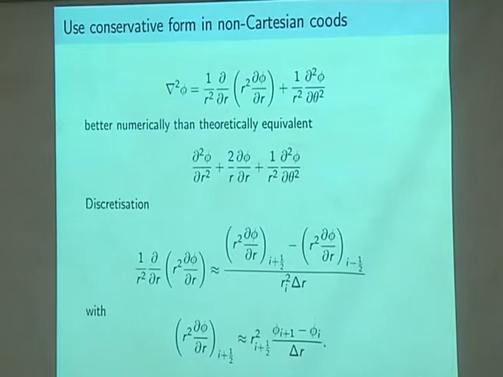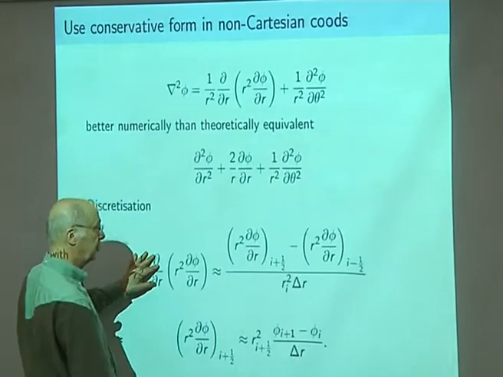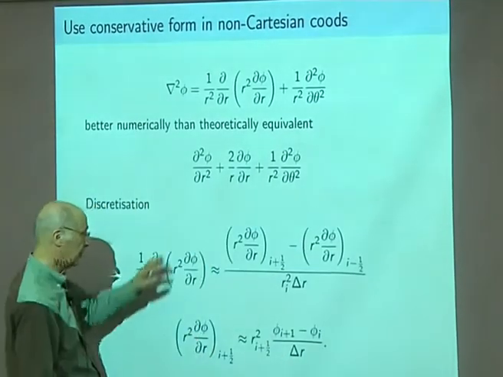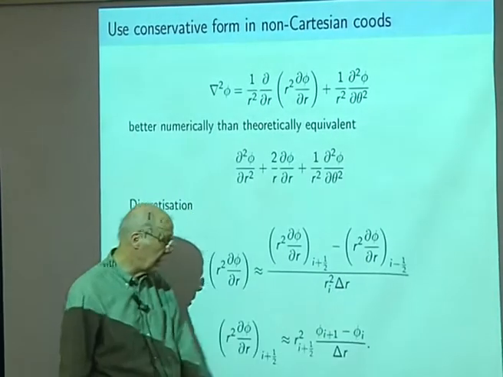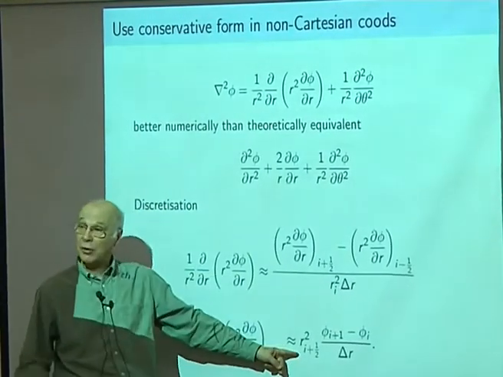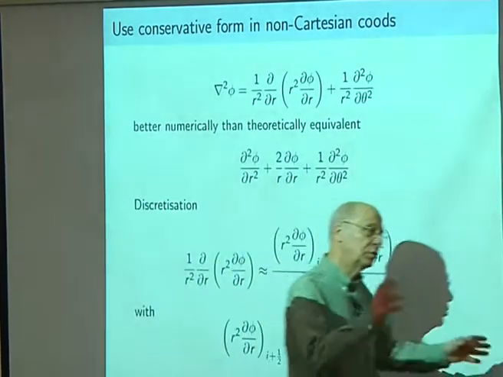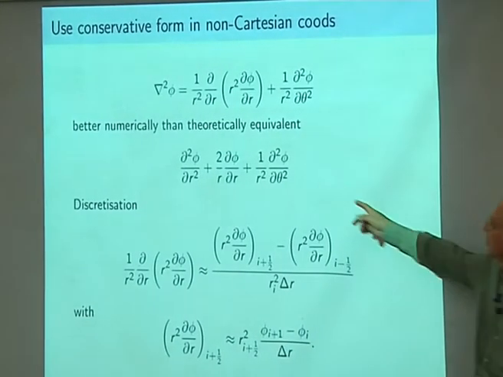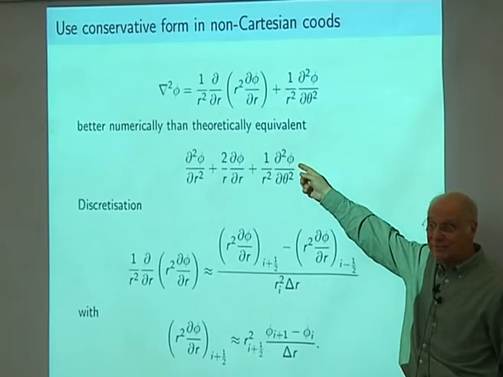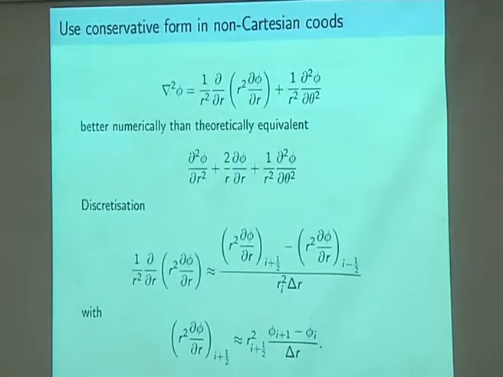That's the first derivative. So we're taking this first derivative, 1 upon r squared, the first derivative here, and then we work out the first derivatives as being 1 point in front, 1 point behind, but then multiplied by r at the half point. And if you substitute that all in, you'll find it doesn't give the numerical version of this. And this is to be preferred because, again, when you integrate it all up, it gets exactly the right thing on the boundary.